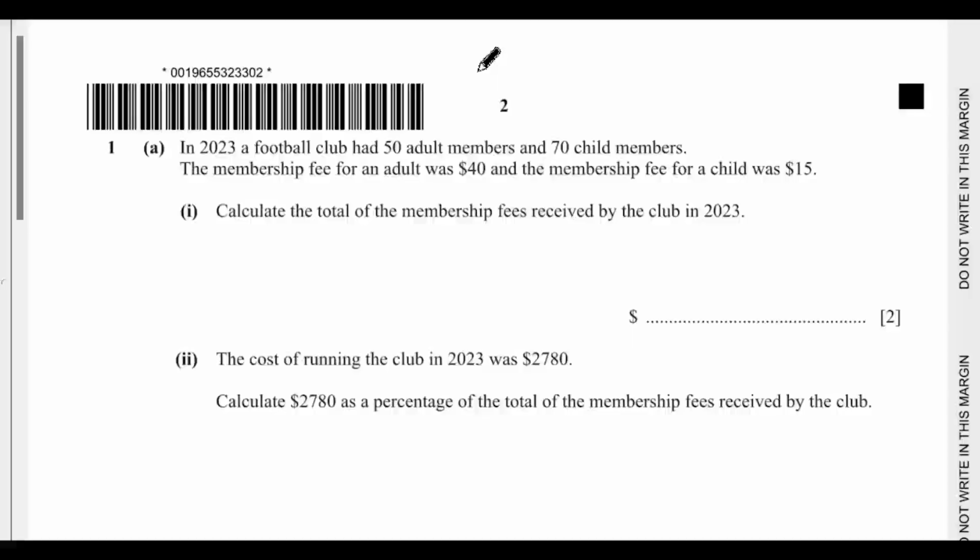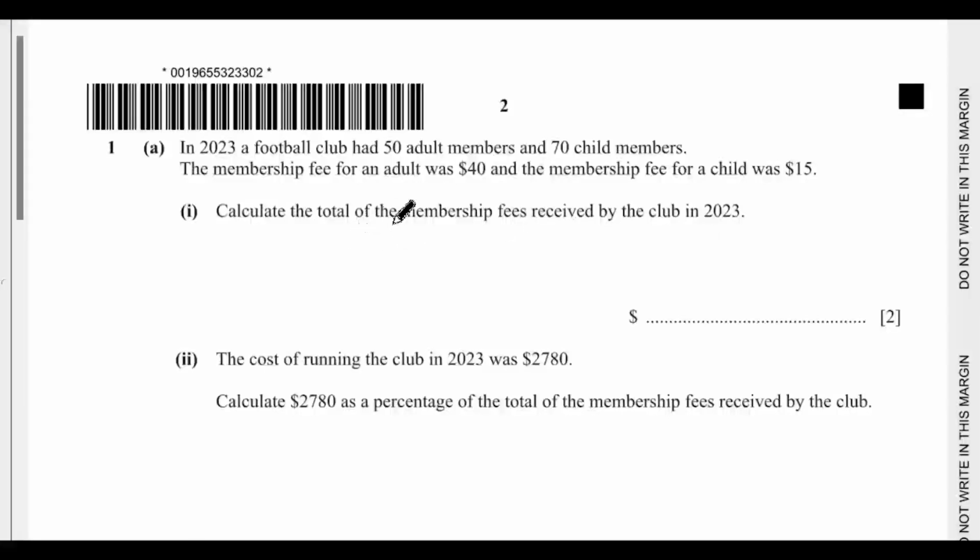Question 1A. In 2023, a football club had 50 adult members and 70 child members. The membership fee for an adult was $40 and the membership fee for a child was $15. Calculate the total of the membership fees received by the club in 2023.